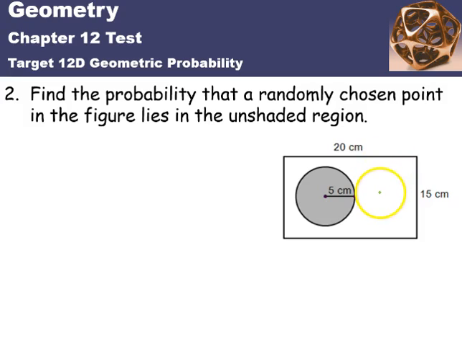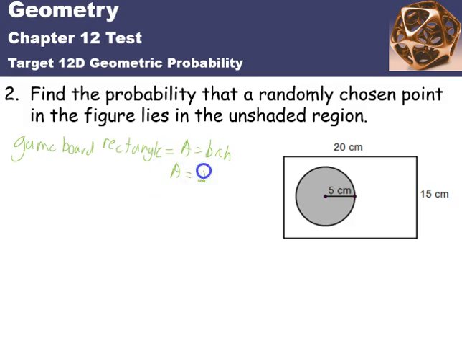Okay, number 2, we have a game board, and we want to know the probability that a point chosen at random is in the unshaded region. So the unshaded region is the actual game board in this. So the game board, or the unshaded region, is a rectangle, and the formula for the area of a rectangle is base times height.